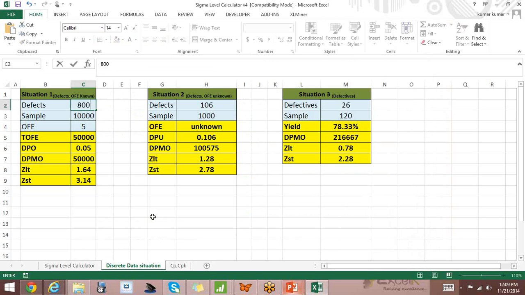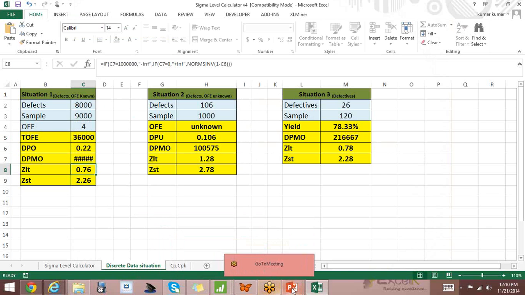So they are telling 8,000 defects in 9,000 units, and there are 4 opportunities for error. Sigma long term is 0.76. Simple. Is this clear? Yes.